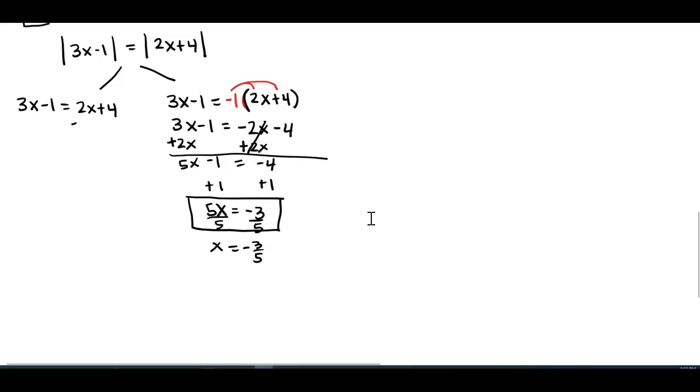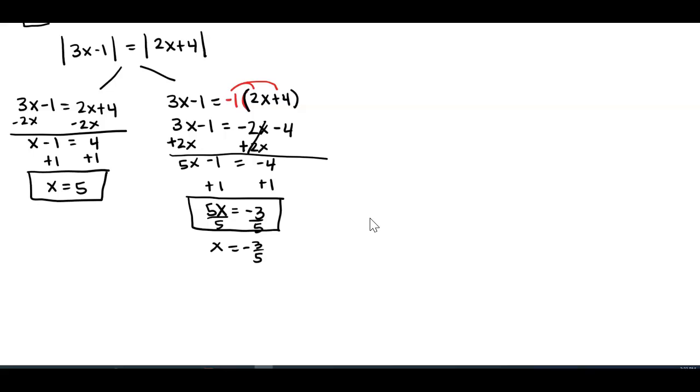All right, then let's do our other one. So I'll subtract the 2x over. So I should come up with x equals 5, and so this is not the answer here, right? It's this one. And x equals -3/5.